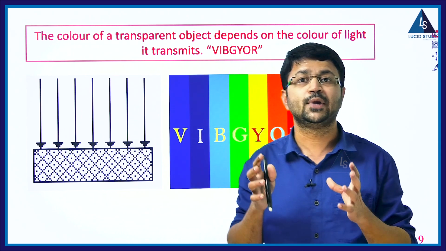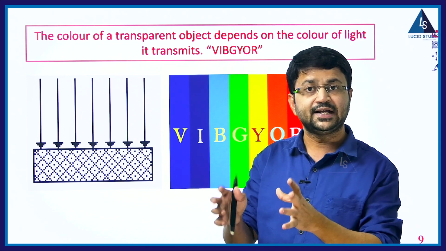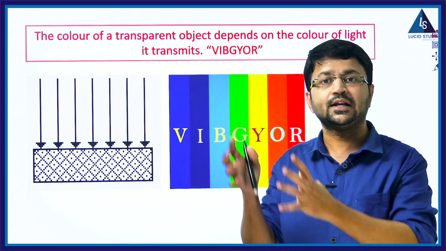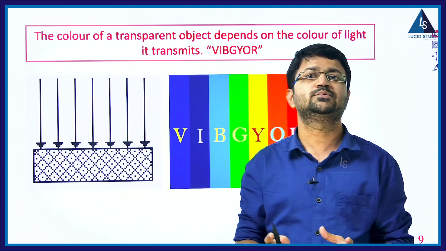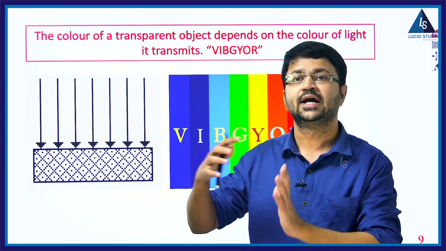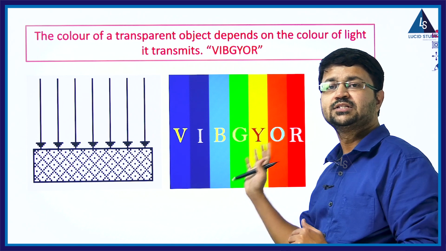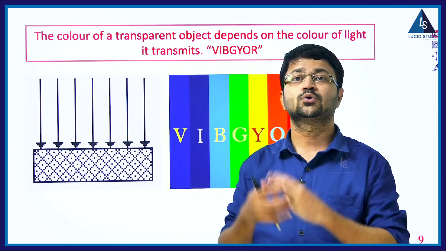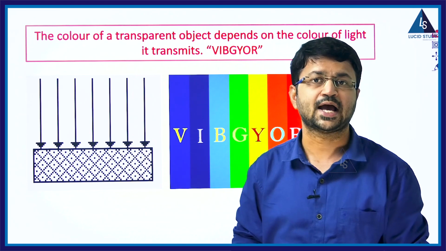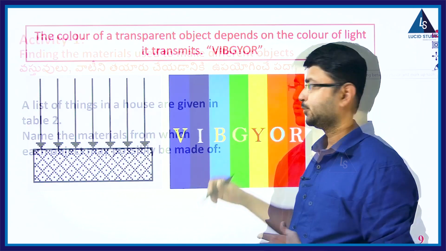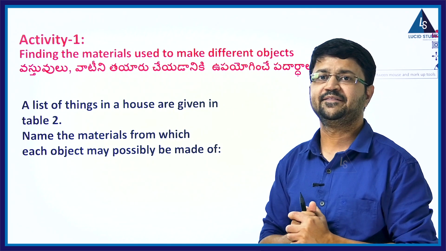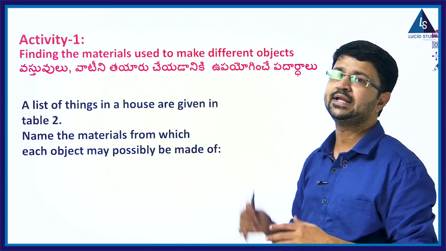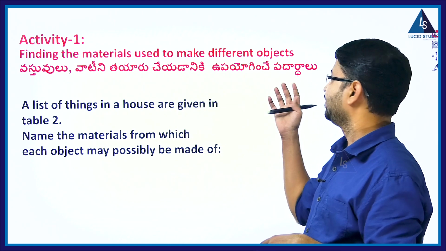That's why the materials which are white in color, how can we see them as white? Whatever light falls on that object is completely reflected. Whatever this VIBGYOR is, the entire thing is reflected. So that's why we can see an object as white in color. So let us discuss activity 1. Now what is this activity 1? Finding the materials used to make different objects.